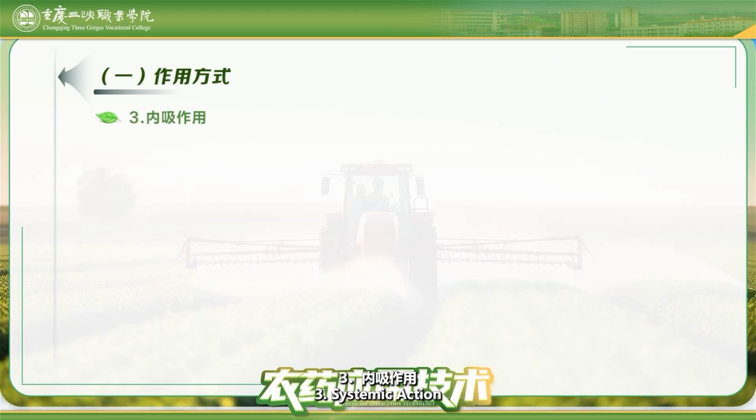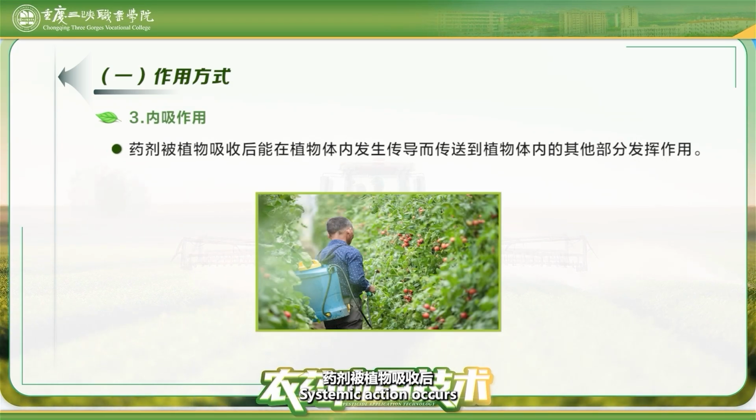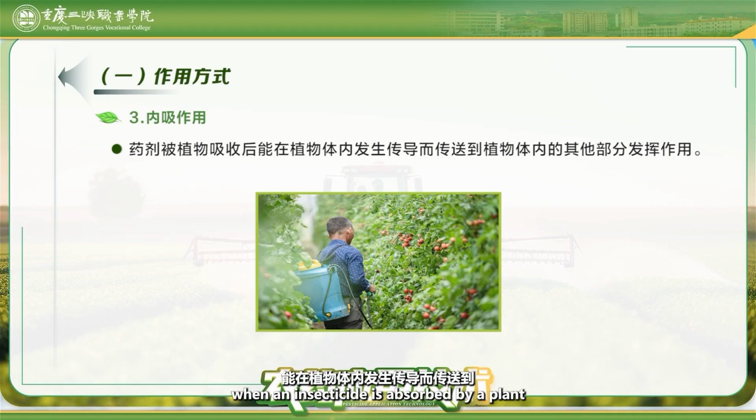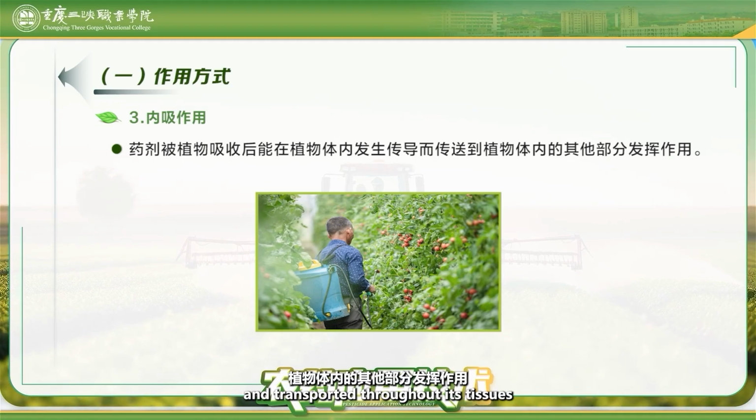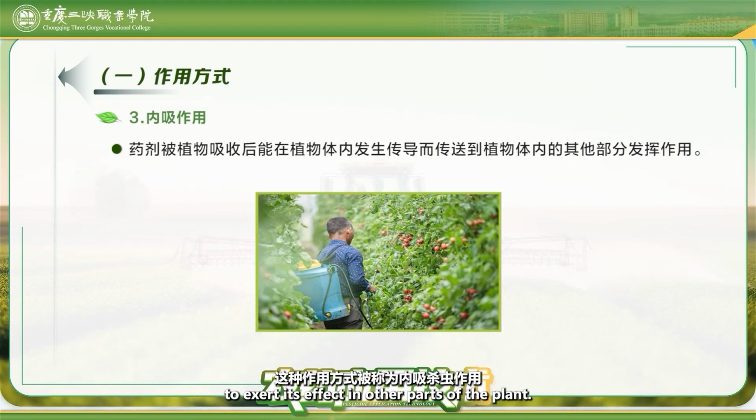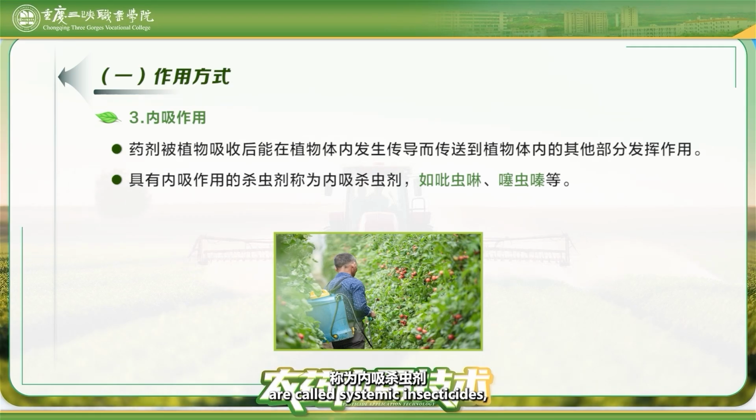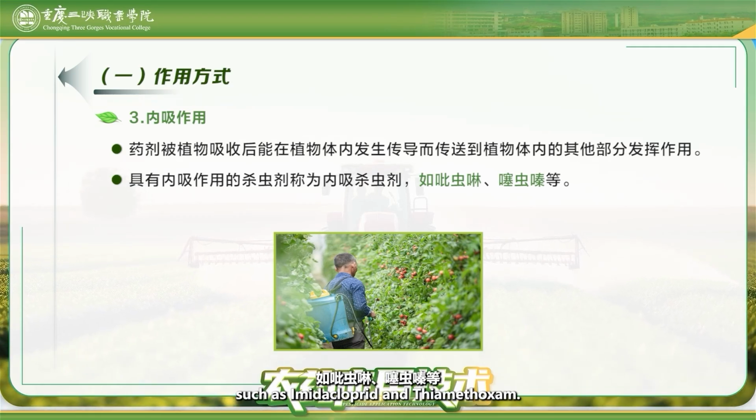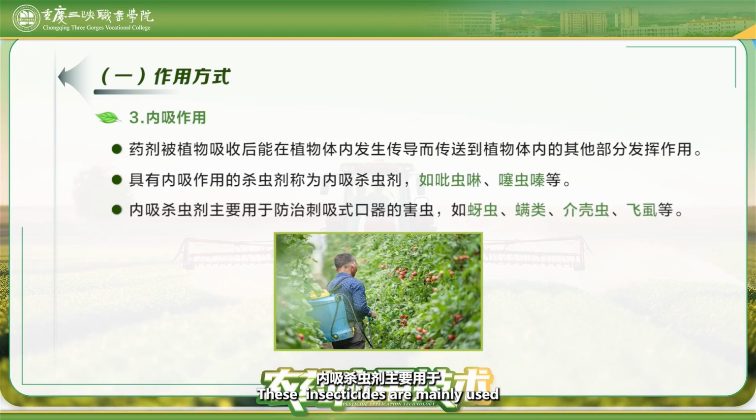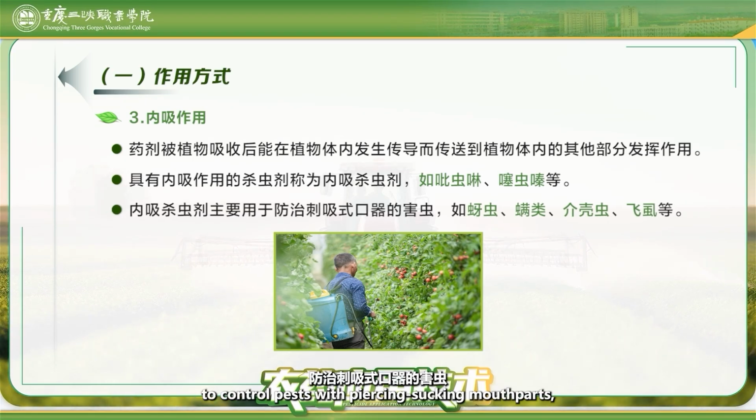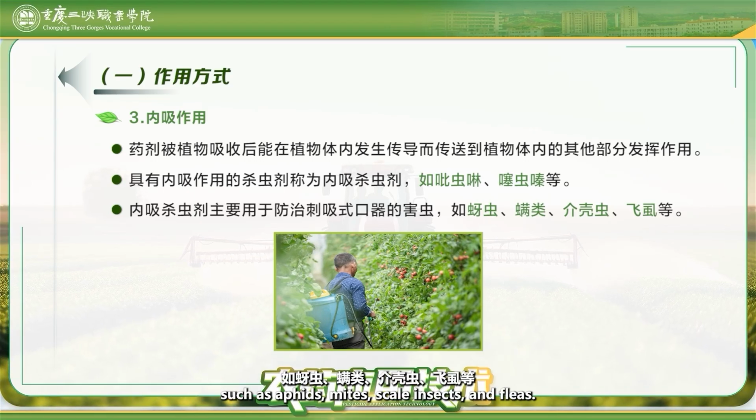3. Systemic action. Systemic action occurs when an insecticide is absorbed by a plant and transported throughout its tissues to exert its effect in other parts of the plant. Insecticides with this effect are called systemic insecticides, such as imidacloprid and thiamethoxam. These insecticides are mainly used to control pests with piercing, sucking mouthparts, such as aphids, mites, scale insects, and fleas.